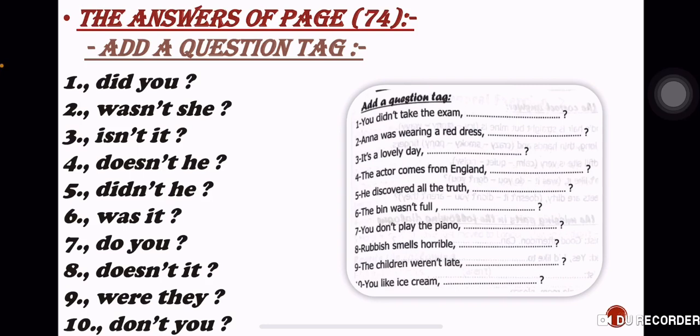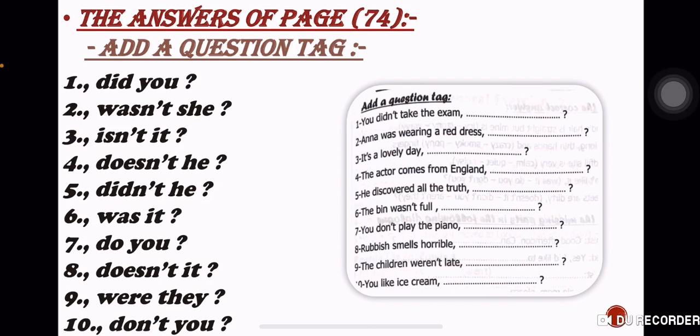Look here, these are the answers of page 74. Add a question tag. Number 1, you didn't take the exam, so the answer will be did you. Number 2, Anna was wearing a red dress. The answer will be wasn't she. Number 3, it's a lovely day. The answer will be isn't it. Number 4, the actor comes from England, so the answer will be doesn't he.